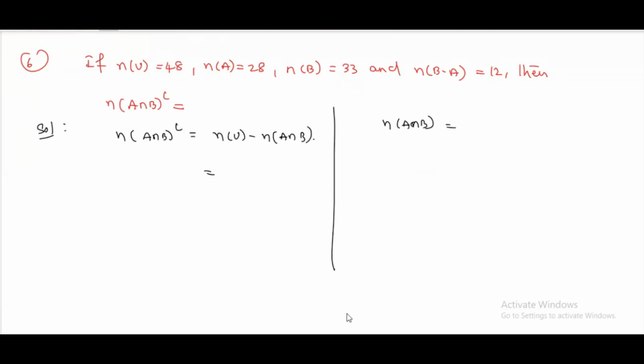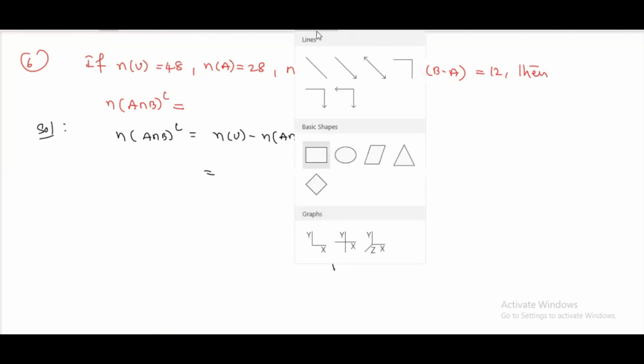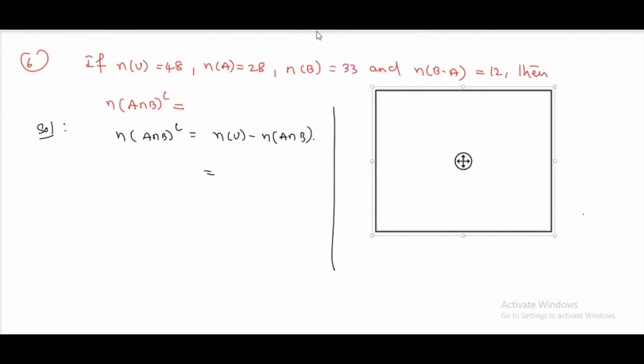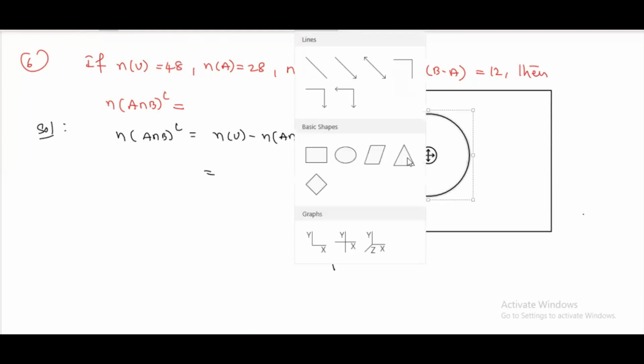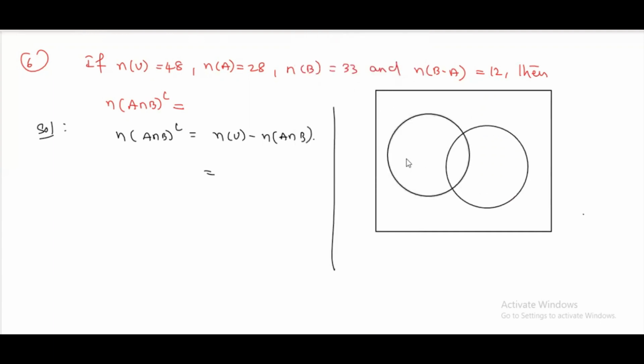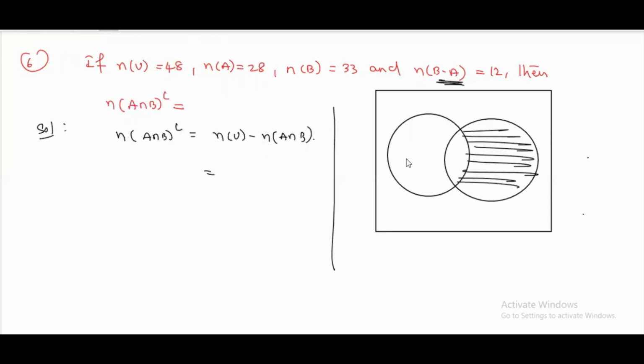n(A intersection B) we will see diagrammatically from the Venn diagram. Let's see the diagram first, how we will find out this one. So if this is a Venn diagram, the universal set, and this is the set A, and this is the set B. So what they have given is B minus A. B minus A means this part only, no? This is B minus A.